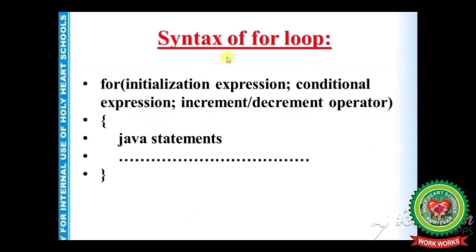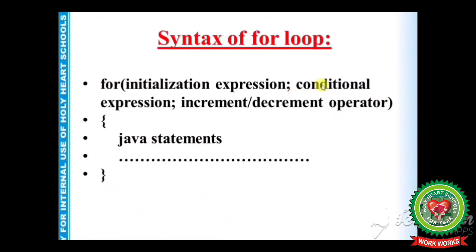Now let's see the syntax of the for loop. For, this is the name of the loop. Initialization expression, then a semicolon. It means to initialize any control variable, like we write int i = 1. This is known as initialization. It means we are giving a particular value to our variable from where it will start.